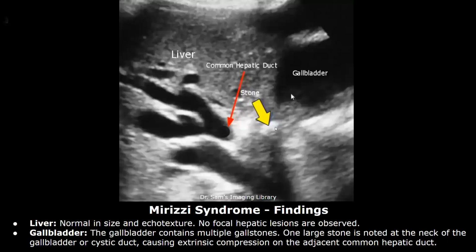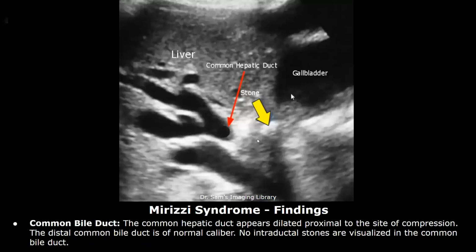One large stone is noted at the neck of the gallbladder or cystic duct, causing extrinsic compression on the adjacent common hepatic duct. The common hepatic duct appears dilated, proximal to the site of compression. The distal common bile duct is of normal caliber. No intraductal stones are visualized in the common bile duct.